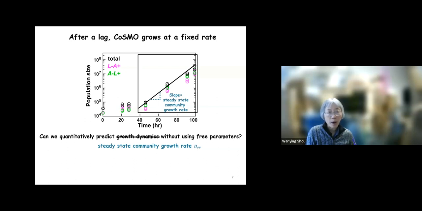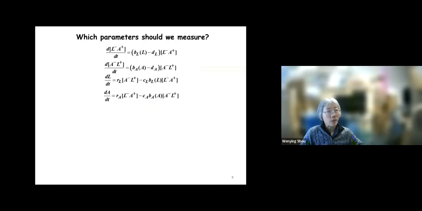So again, the problem statement is the following. If I were to measure the parameters, the release, consumption, and so on in monoculture, would I be able to predict the steady state community growth rate? The question is which parameters we should measure. I'm copying here the set of equations that I showed you a couple of slides ago. If we are looking at the steady state growth rate, how would you go about simplifying this system? I'm asking the students in the audience, how would you simplify the problem?